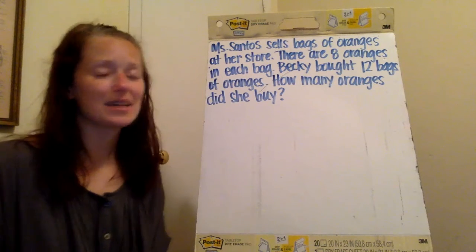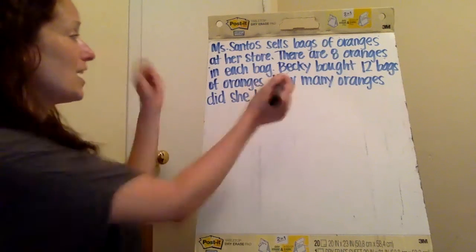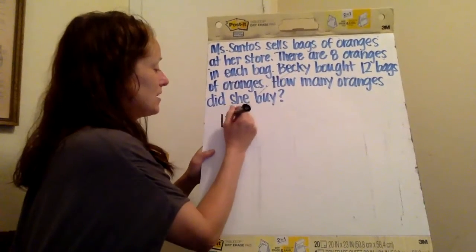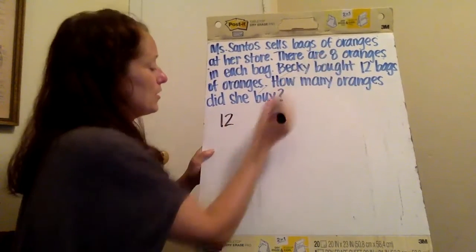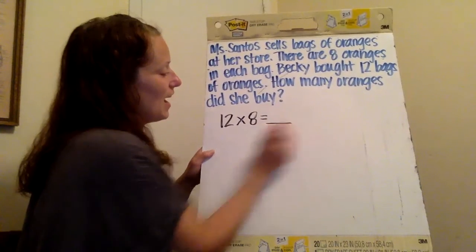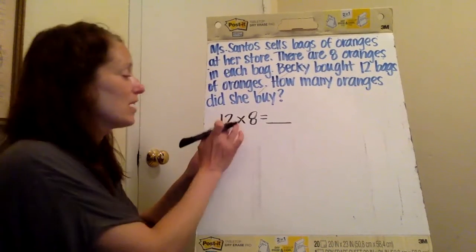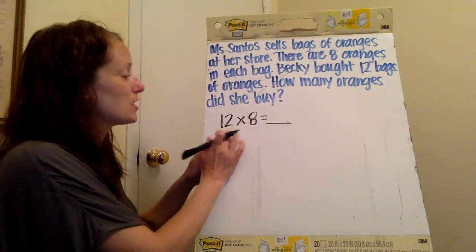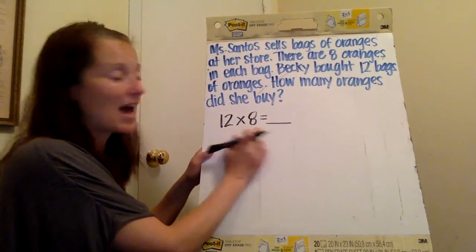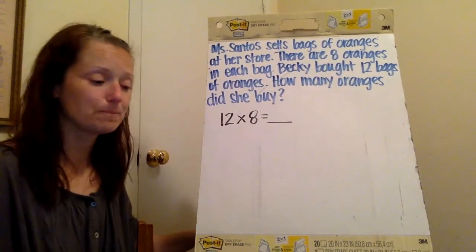So first we need to think about what equation we can write for this story problem. So she has 12 bags of oranges. So I'm going to say 12. And then we know that there are 8 oranges in each bag. 12 times 8. And then that will tell us how many oranges Becky bought altogether. So we have 12 bags of oranges. There are 8 oranges in each bag. And we're trying to figure out how many oranges Becky bought altogether.